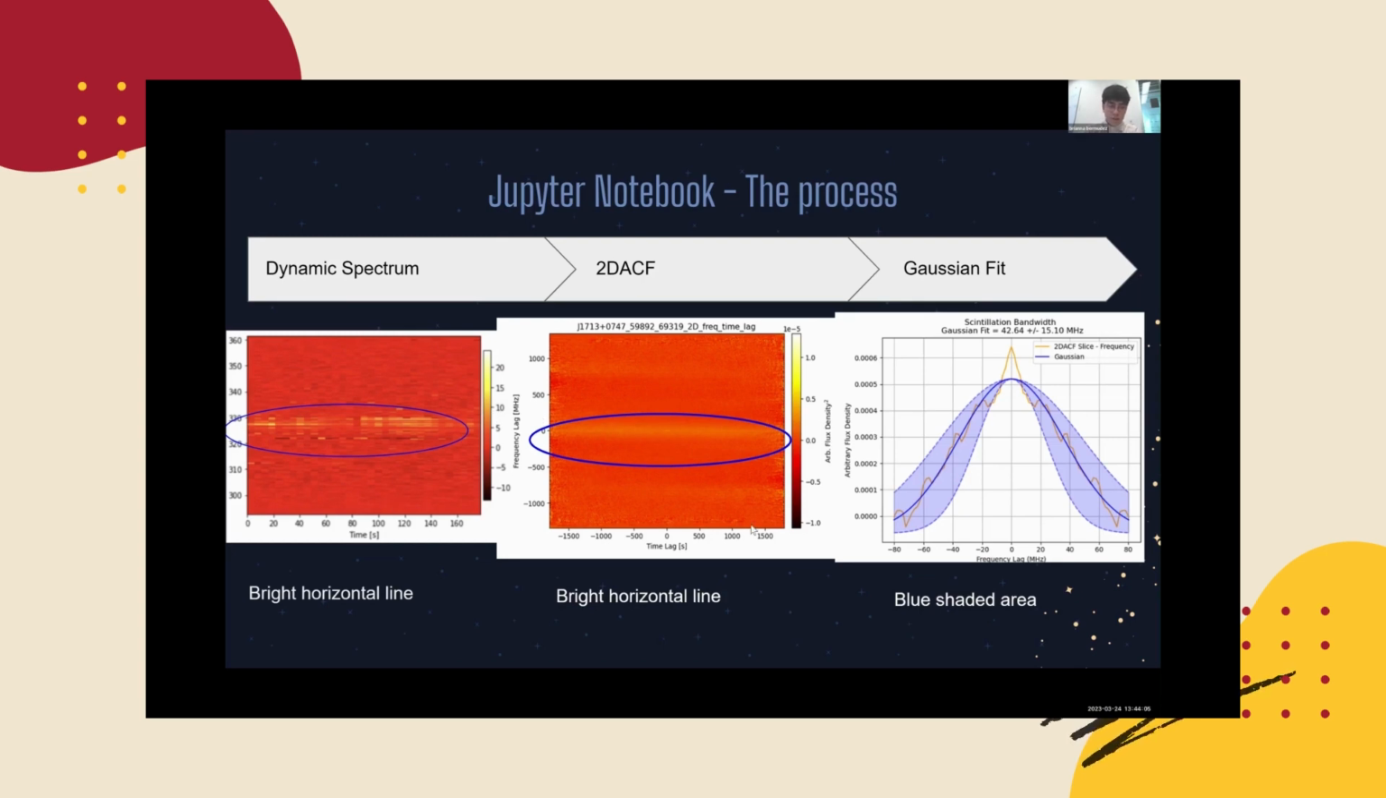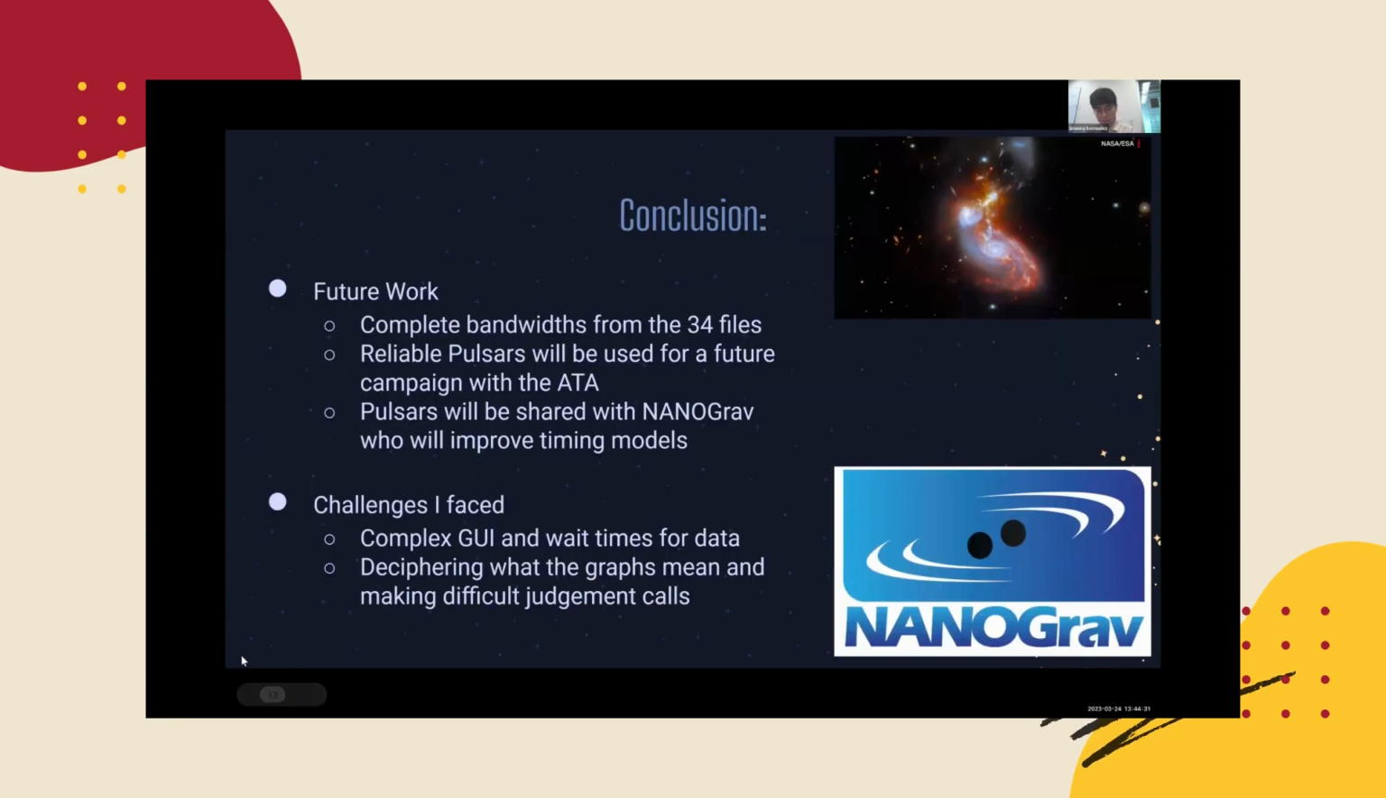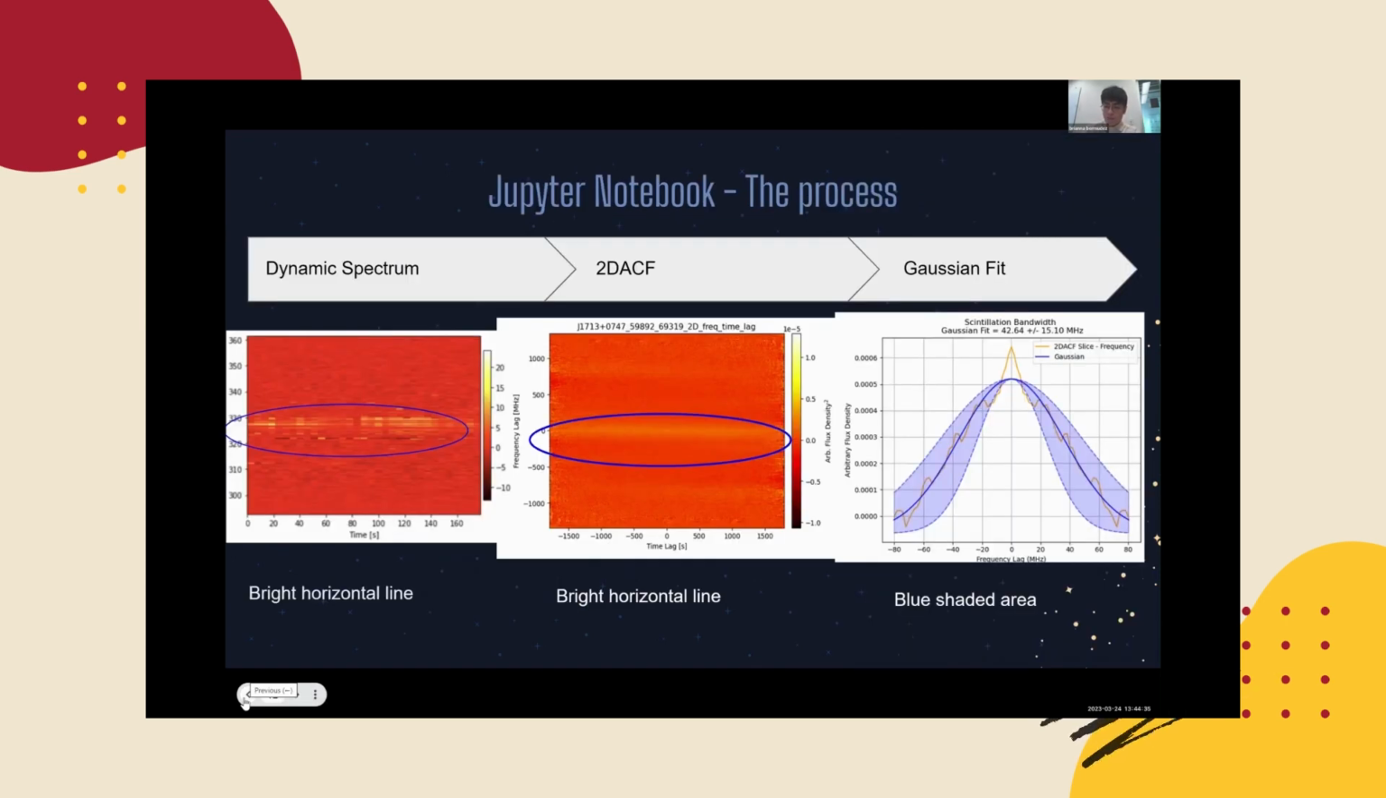And then we continue with the 2D ACF, which is a 2D autocorrelation function, a math tool that helps us quantify the degree of correlation between the intensity fluctuations at different frequencies and times in the dynamic spectrum. By calculating this, we can determine the characteristic time and frequency scales of the scintillation patterns. We want to find the characteristic frequency scale or scintillation bandwidth, which is represented as a bright centered horizontal band. The wider it is, the larger the scintillation bandwidth.